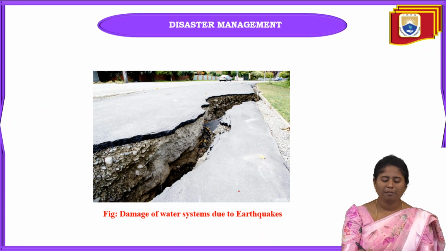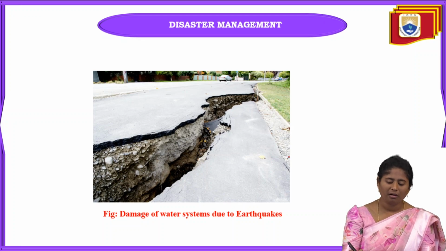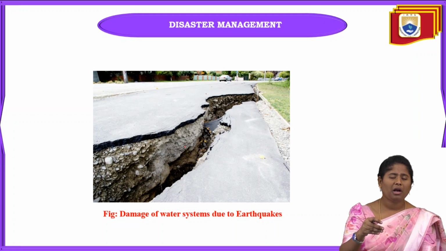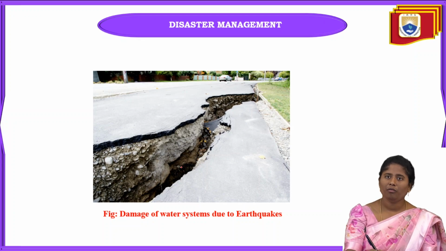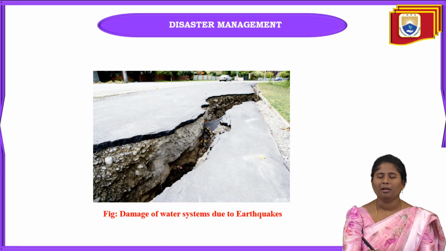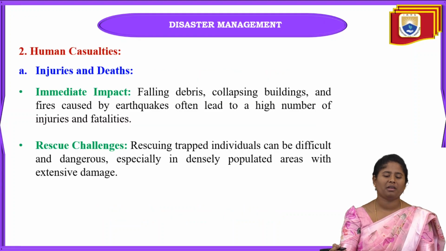So here you can see this figure is one of the best examples of the damage to the water system due to earthquakes. Any earthquake occurs at a very high depth. When that occurs at high depth, the pipelines we keep underground may get disrupted. What will happen? There will be so much water scarcity, whether for cleaning purposes or for drinking purposes.